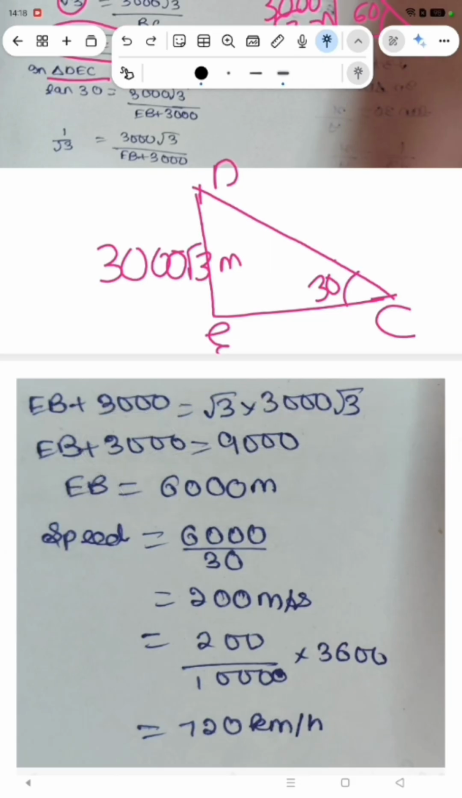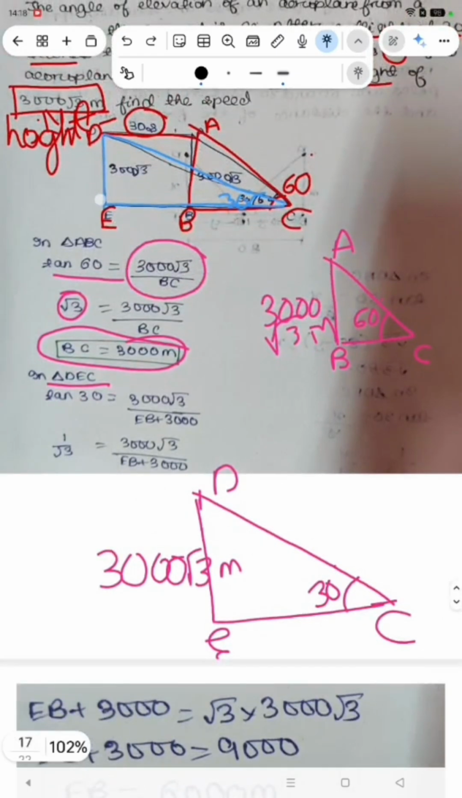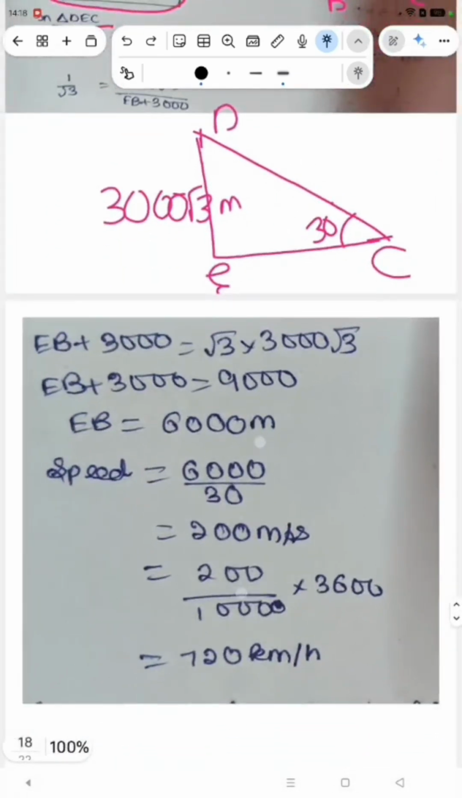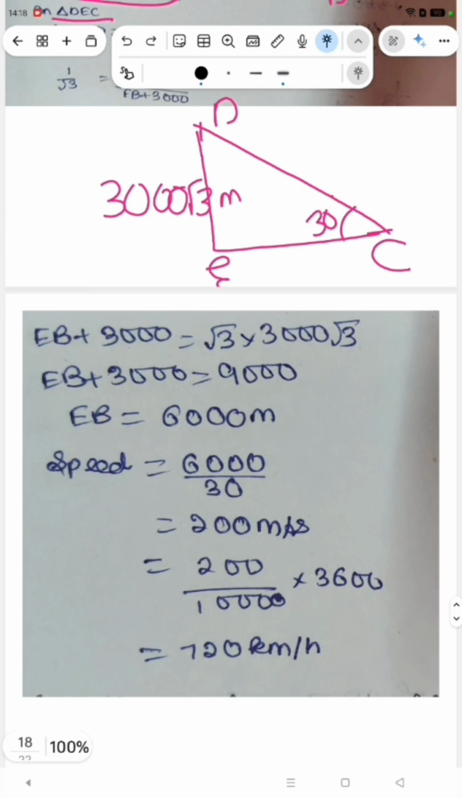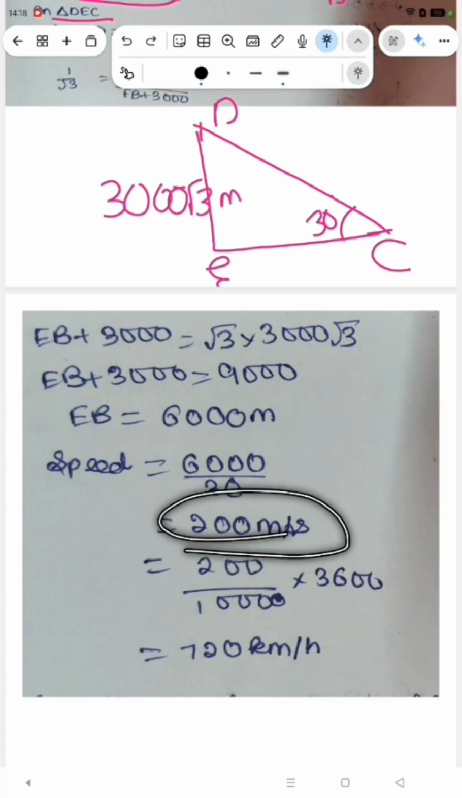Then we know the distance. We have to find the speed, so first we had to find the distance. The distance is EB. Now speed is distance by time, so 6000 by 30 seconds, the time already given, which is 200 meter per second.